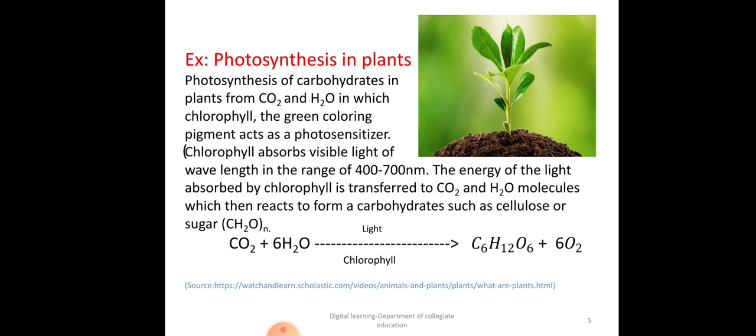Photosynthesis in plants. Photosynthesis of carbohydrates in plants from carbon dioxide and water, in which chlorophyll, the green coloring pigment, acts as a photosensitizer. Here, chlorophyll absorbs visible light of wavelength in the range of 400 to 700 nanometer. The energy of the light absorbed by chlorophyll is transferred to carbon dioxide and water molecules, which then react to form a carbohydrate such as cellulose or sugar.